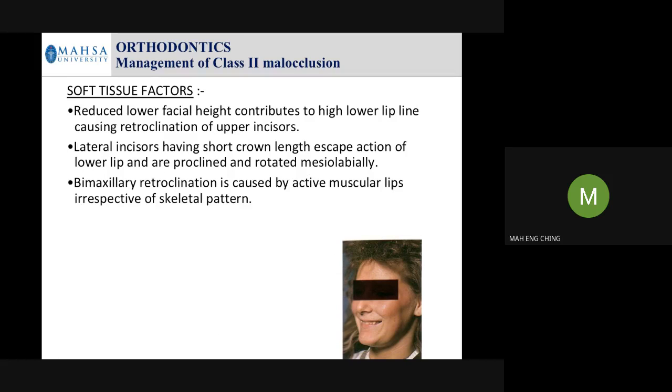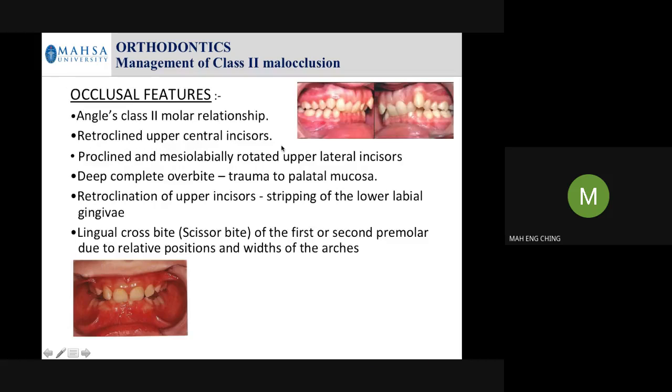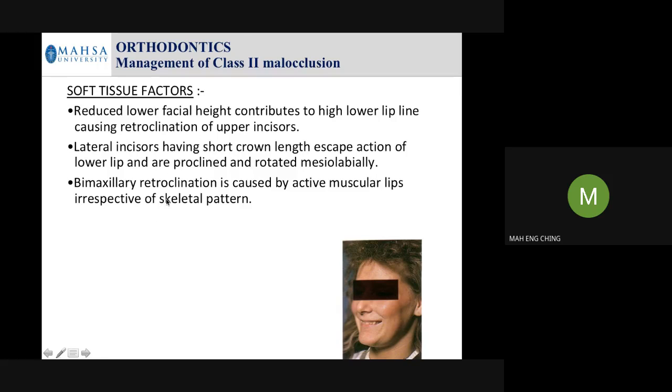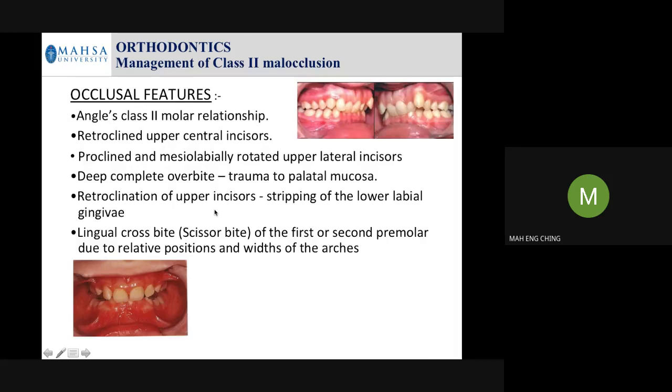Soft tissue: this one usually has a reduced lower face height. That's why the lip can cover the top teeth, and the muscle becomes very strong, pushing everything backward. Sometimes if you have very strong muscle, it can cause bimaxillary retroclination, so you push not only the upper but also the lower. Classic example: upper central incisor backward, lateral incisor forward.